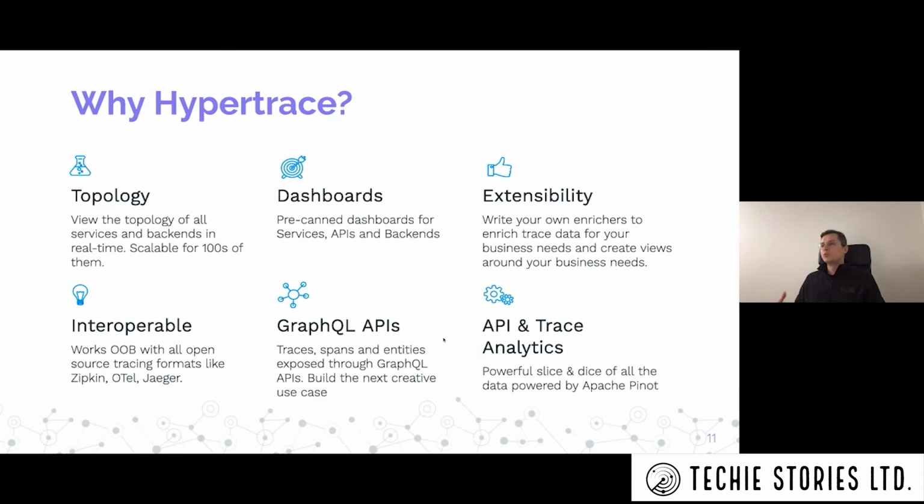And the platform, as it is open source, is very easy to extend. It uses GraphQL API and Trace Analytics. So there's Apache Pinot and Kafka streams. And so, for example, if something is not there in the platform, it should be fairly simple to extend it for the specific use case or your business need. And as I mentioned, Hypertrace integrates well with other distributed tracing ecosystems. So if you are already using something, most likely you can keep using that and just deploy Hypertrace and see the data in this platform.